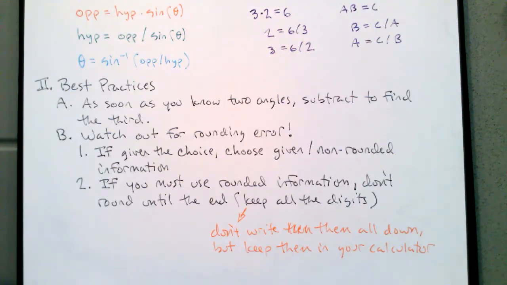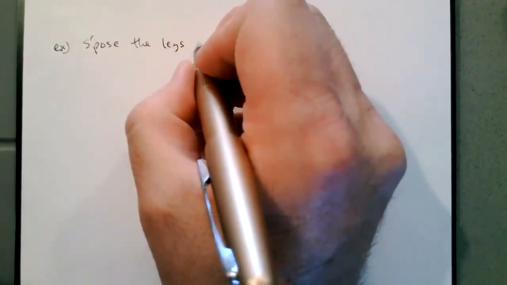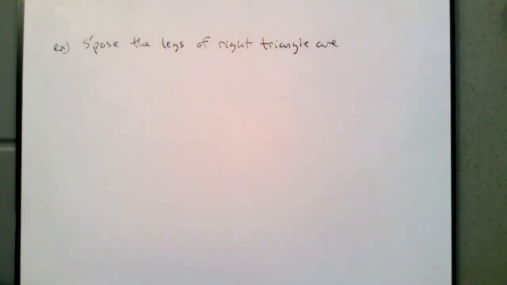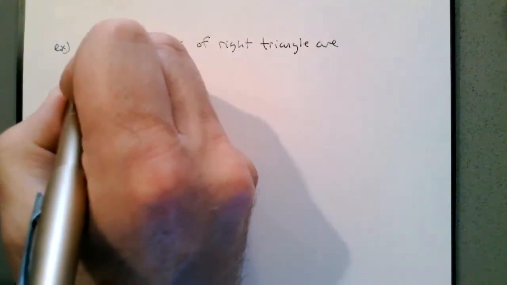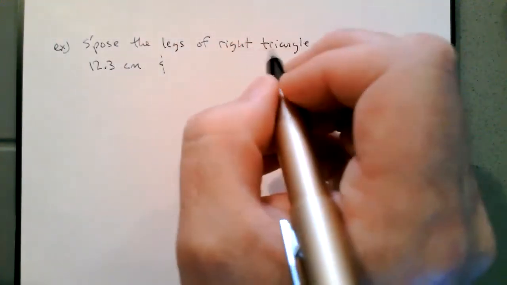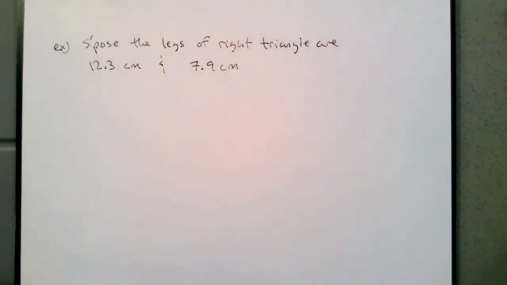All right, let's take a look at an example. Let's suppose the legs of a right triangle are 12.3 centimeters, and the other leg is 7.9 centimeters. I had to come up with another number and I got stumped. That's crazy.